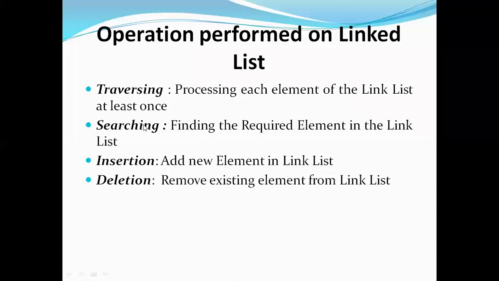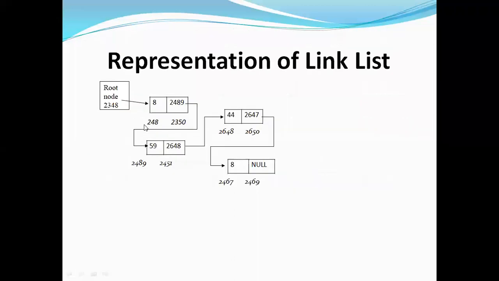So these are operations that we can perform on a linked list. You can see over here, root node. Root node means starting node. It has two parts. 8 is the data, and 2489 is the address of the next element. So the root node is the starting node. The starting node contains the address of the first node.